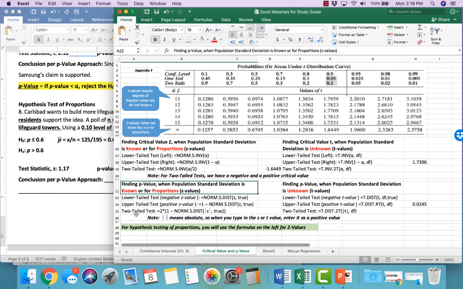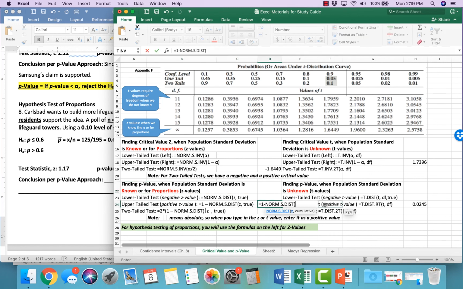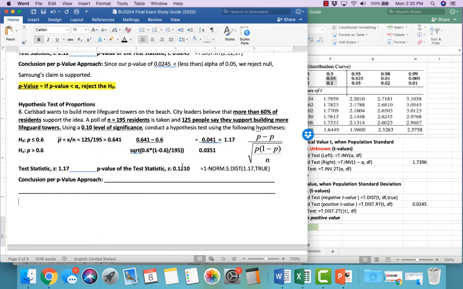So we're doing an upper tail test. So I'm going to be using this formula right here. So typing in equals 1 minus norm.s.dist, I'll enter my z value of 1.17, and then type in true, closing out my parentheses. I'll go ahead and hit enter, and I get 0.1210. So there's my p-value, and now what I have to do is compare the p-value to our level of significance, or the alpha of 0.1.